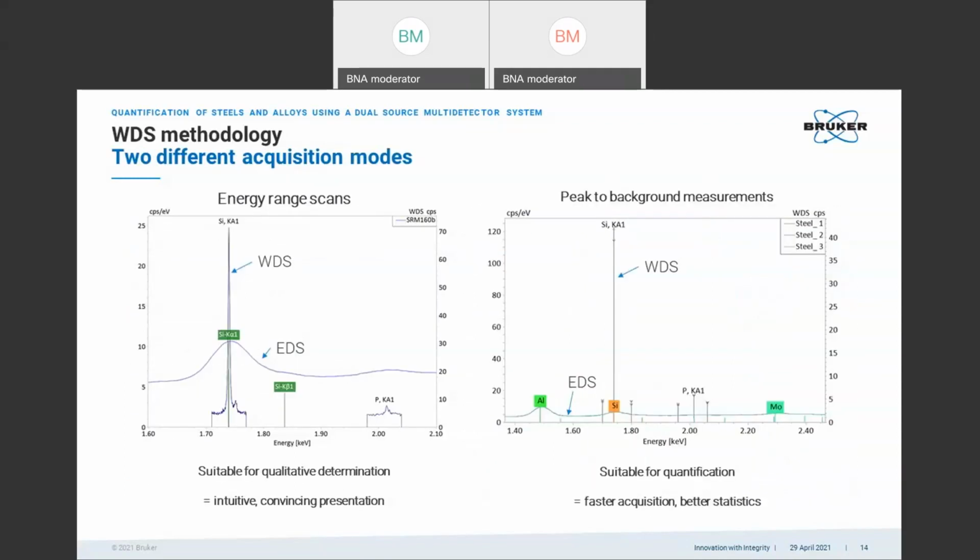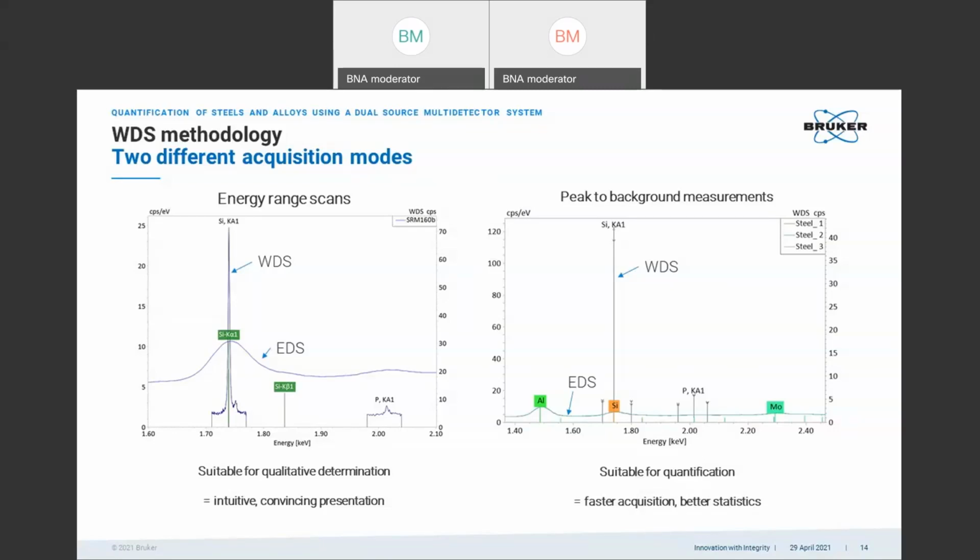So there are two different modes of acquisition with the WDS. It's energy selective, so we measure one energy after the other, and we can scan across a range of energies with help of the energy range scans. On the left-hand side of the image, we see the nice sharp peaks of WDS for silicon and for phosphorus, and in the background there's the EDS spectrum, the section of the spectrum. We see that WDS has a much higher peak resolution and a much higher peak to background ratio.